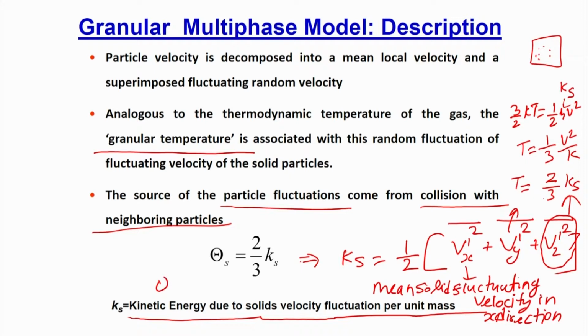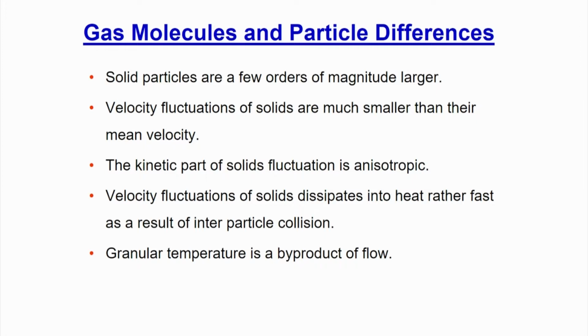or I can say theta s is nothing but 1 upon 3 of V x prime square, V y prime square, V z prime square. That is the way the granular temperature can be defined. This quantity has been defined to model or predict the collision, what the collision forces will be and how the fluctuation velocities are correlated. That is the way the kinetic theory of granular flow has been defined.